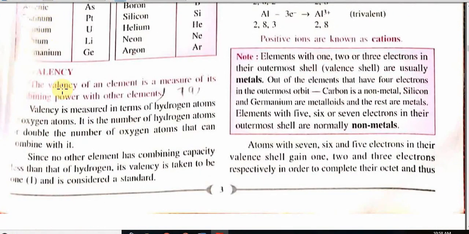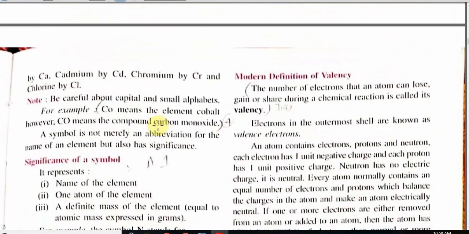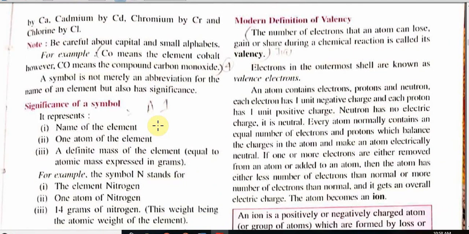Next point is valency. Valency of an element is a measure of its combining power. It means that valency depicts how many atoms of an element are going to combine with another element. Next is the modern definition of valency. The number of electrons that an atom can lose, gain or share during a chemical reaction is called valency. Electrons in the outermost shell are known as valence electrons.